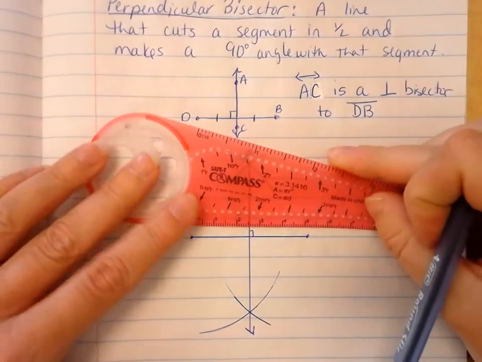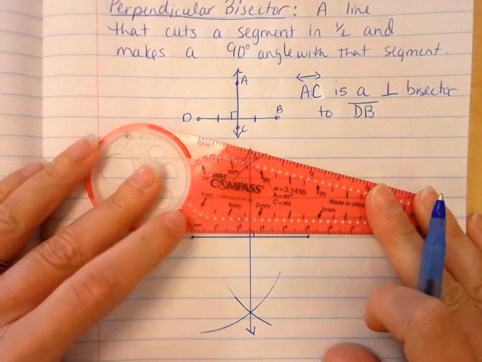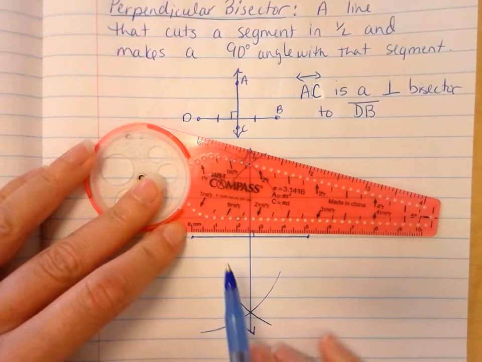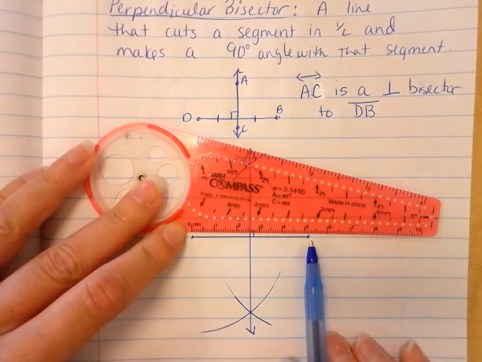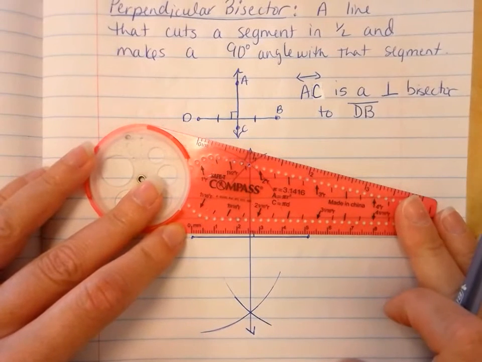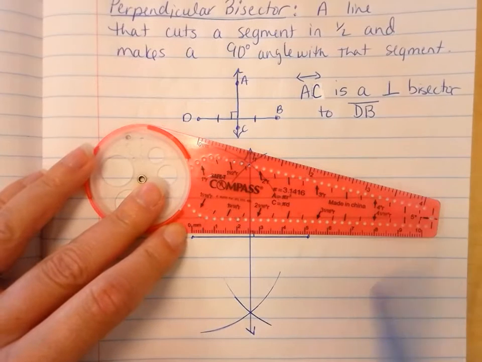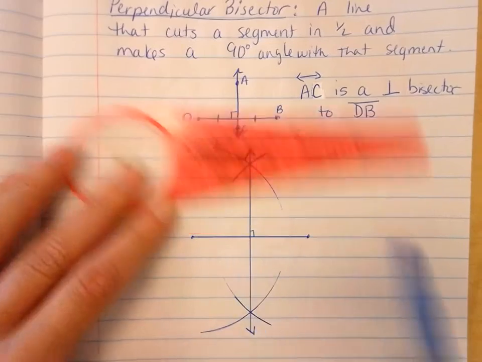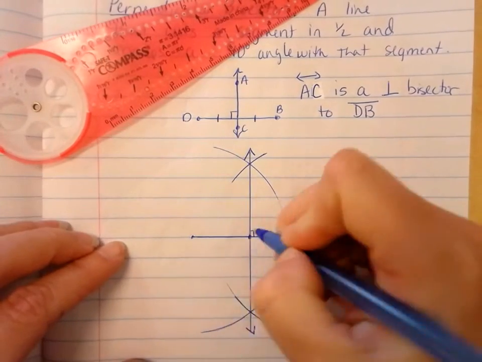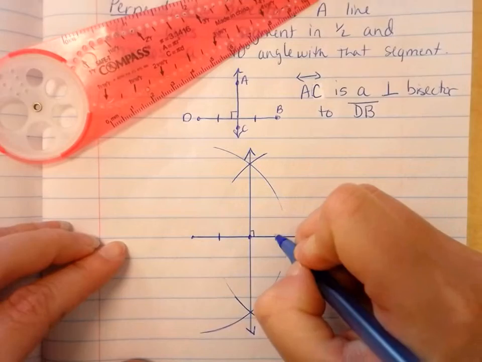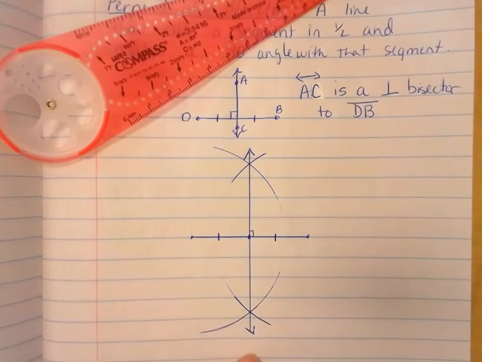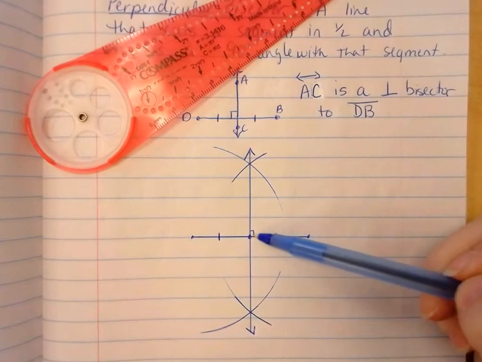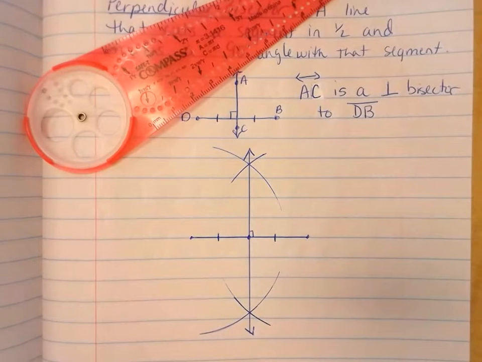the compass has a nice, if you're using this compass, it has a nice ruler on it. So this is 5.2 centimeters, which means when I cut that in half, it's 2.6 centimeters. So there we go. I have just constructed the perpendicular bisector. I know that that point's the midpoint, and this line meets it at a 90-degree angle.